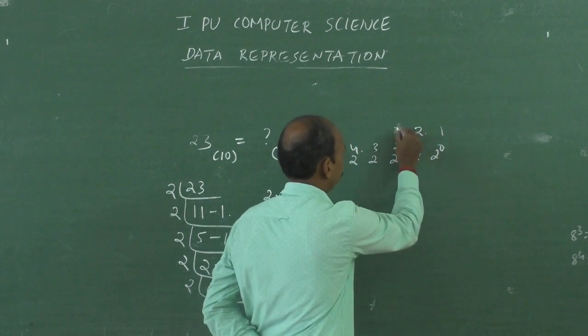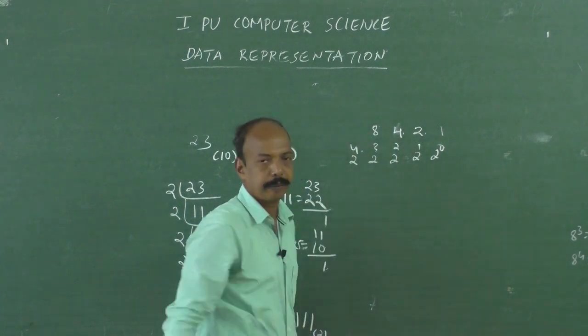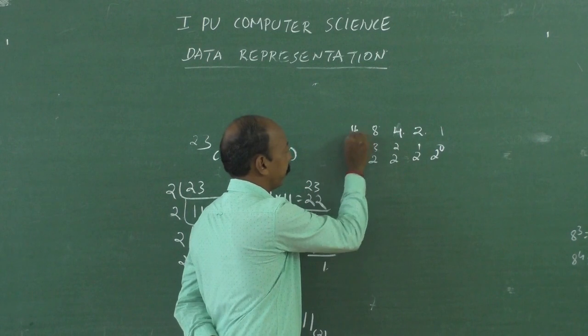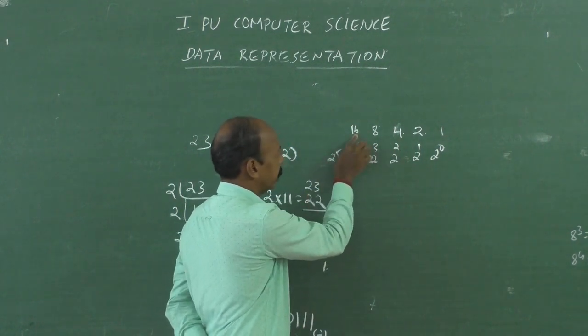2 to the power 2 is 2 into 2, that's 4. 2 to the power 3 is 8. 2 to the power 4 is 8 into 2, that is 16. Like that it continues, because 2 to the power 5 will be double of this one, that will be 32.